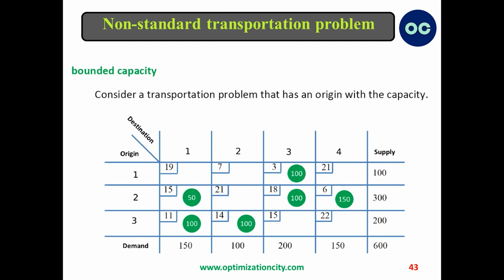Let's consider the transportation problem involving an origin that has a specific capacity limitation, which is called bounded capacity. For instance, suppose the first factory has the flexibility to increase its capacity by implementing a second or third shift, or even decrease it when necessary. Taking this situation, the initial capacity of the first factory without additional shifts serves as a lower bound.